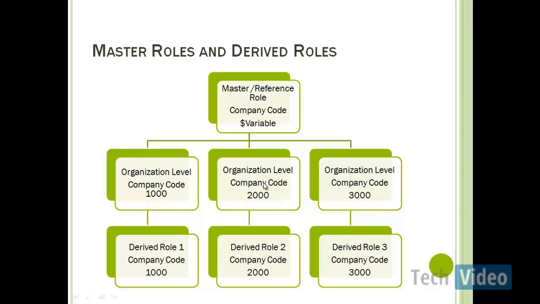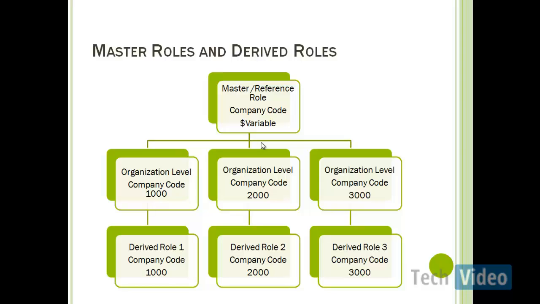For example, company code 2,000 will have a different sales org, a different purchase organization, and a different cost center as well as profit centers. Like this, you can have different organization levels for each derived role. The advantage is, as I said, that once you define the master role, you can roll out the same concept with the same authorization objects to different company codes or different organization levels.